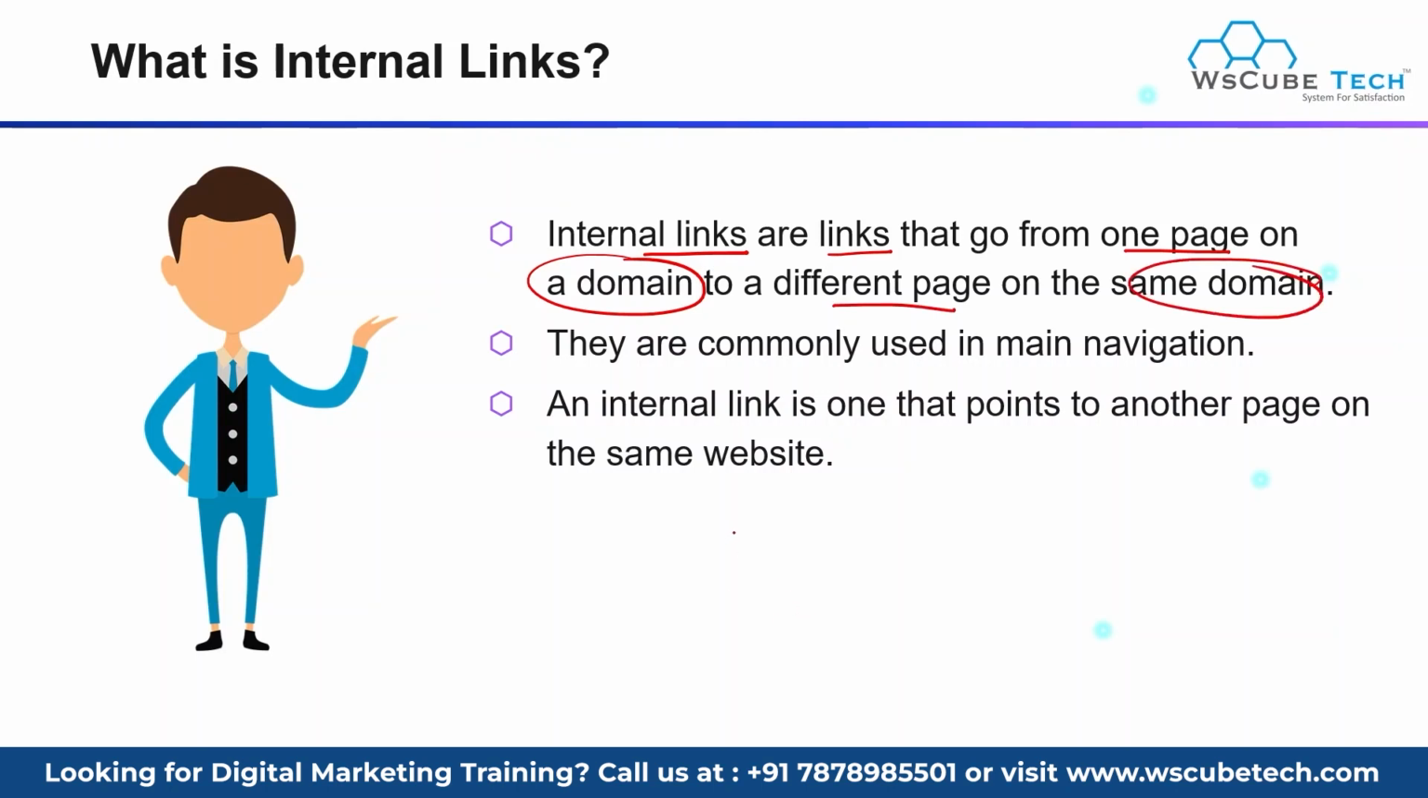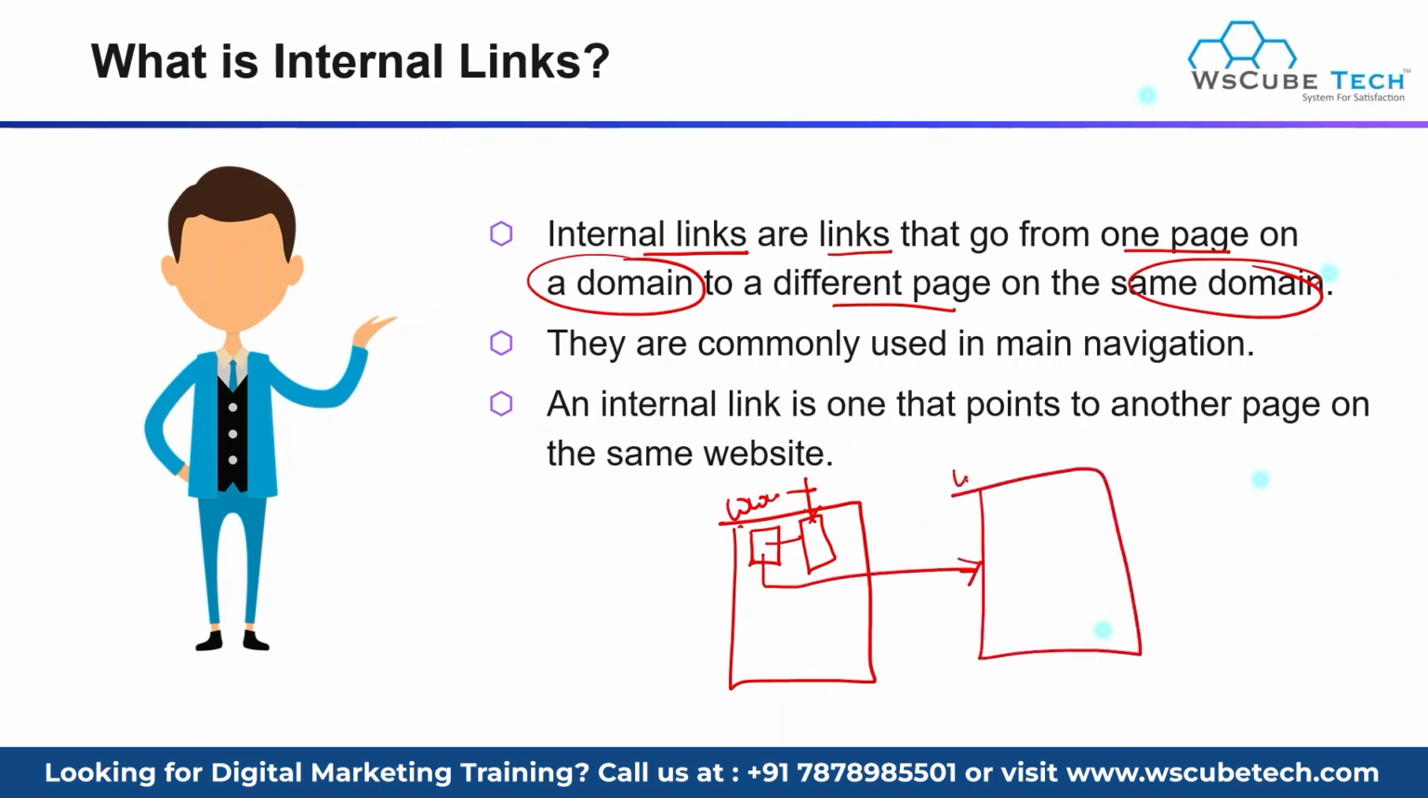It means, for example, this is your website. This is your domain name. You have one page on this particular domain. Then you want to connect this particular page to another page of the same domain. This is known as internal linking. But if you want to connect this particular page to a page of another domain, let's suppose this is another domain and this is a page of this particular domain, this is known as external linking.